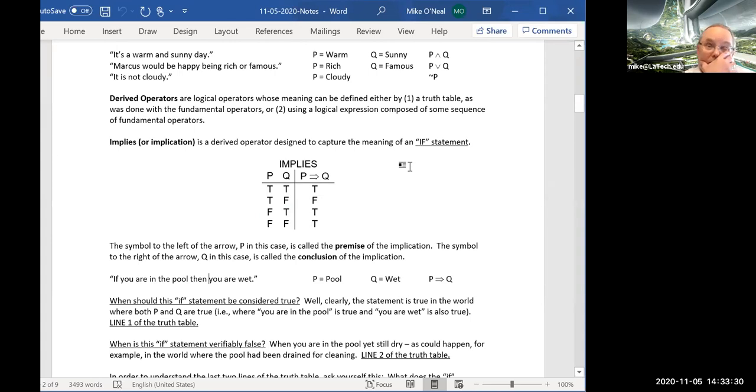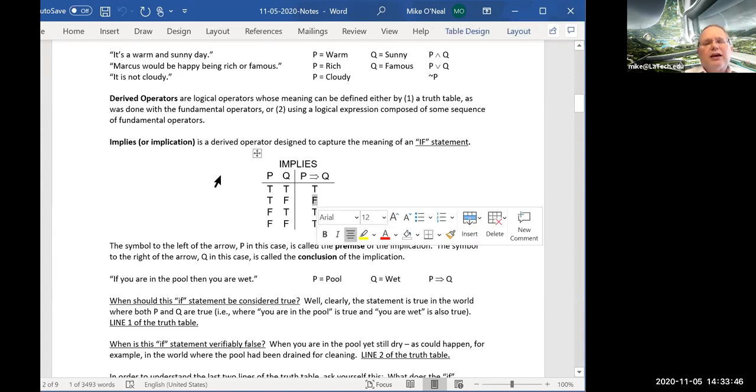Now, when is this if statement not true? Well, if I'm in the pool and for some reason I'm not wet, then that if statement is false in that case. Each of these lines is a case, or sometimes it's referred to as a world. When we talk about the many worlds hypothesis from quantum physics and different timelines, you can actually think of each line of this as a different reality, as a different timeline. That's really what it is.